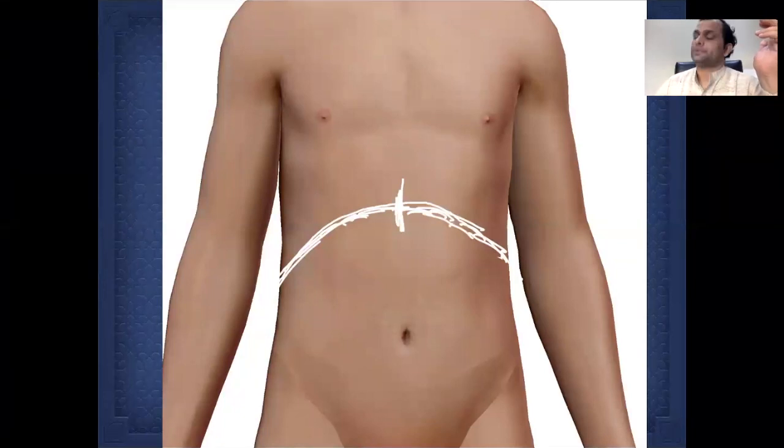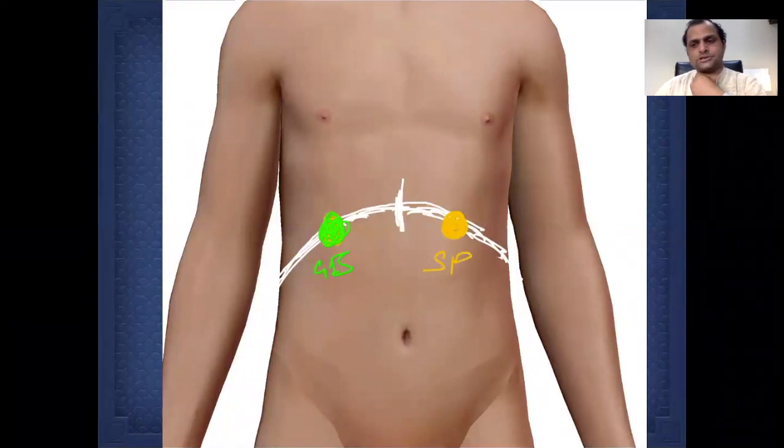In this part, if we see the right side, this is the point of the gallbladder. And if we see on the left side, this is the problem of the spleen. Shortly, we will also discuss the liver point. Right now, we are discussing the 2 points available in this diaphragm line.